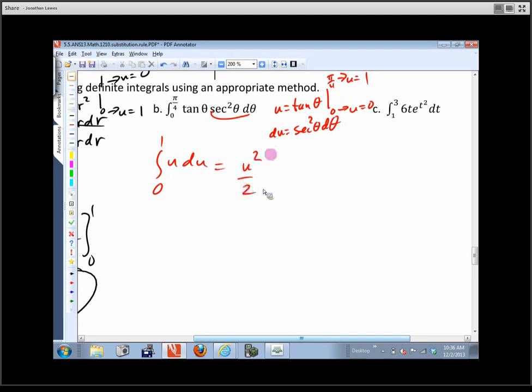U squared over 2, evaluated from 0 to 1, 1/2 minus 0, answers 1/2. Again, you think of the trig functions, you kind of deal with those all together, change variables into u's, and then you never have to go back to that. Any questions there?